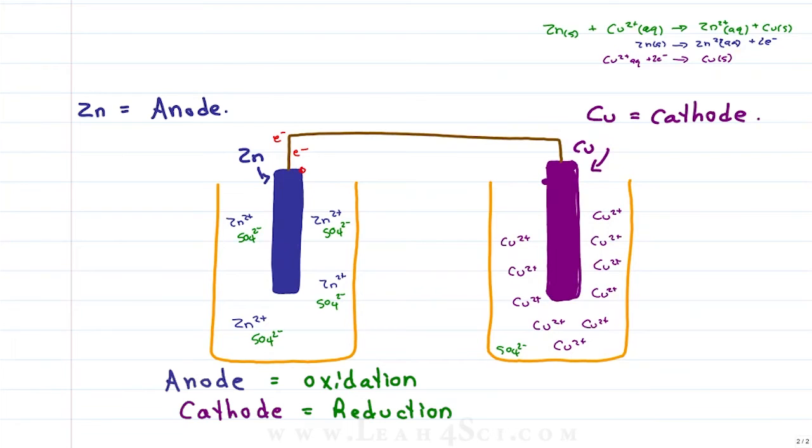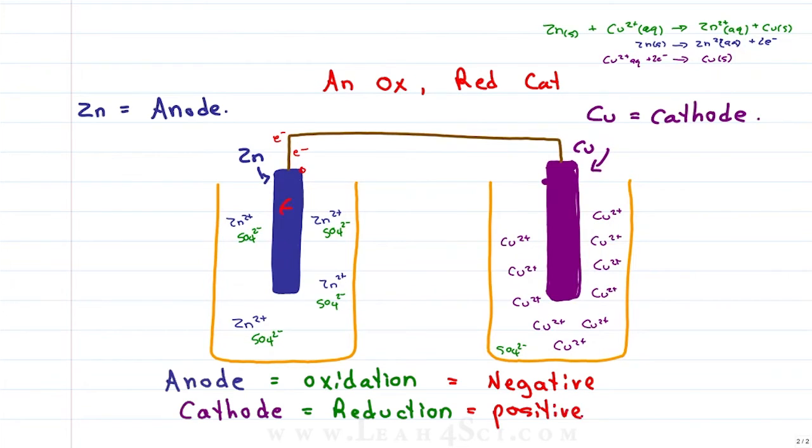To help you remember this, just think of furry animals. An ox and a red cat. An ox tells us that anode is the site of oxidation and cathode is the site of reduction. Another thing to recognize is that the anode is negatively charged and the cathode positively charged. And the way I remember this is that an means without, means it's negative, and cathode, that T, looks like a positive charge in the word.